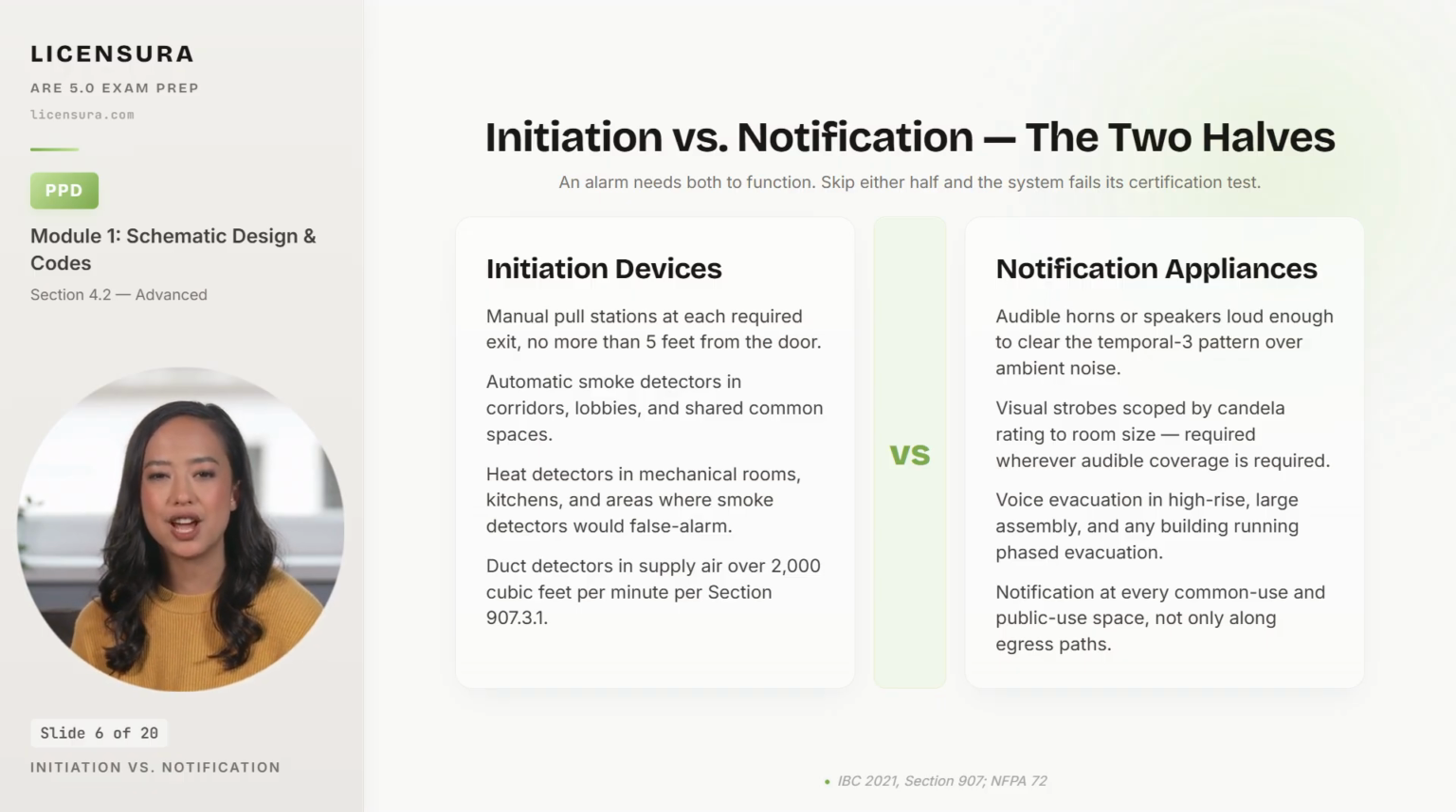Voice evacuation comes on top of audible in high-rise, large assembly, and any building running phased evacuation rather than a single full building dump. Spec the initiation devices and forget the notification appliances, and the system has nothing to do. Spec audible without visual, and the building fails ADA. Visual notification is where most schematic design alarm packages quietly fail compliance review.